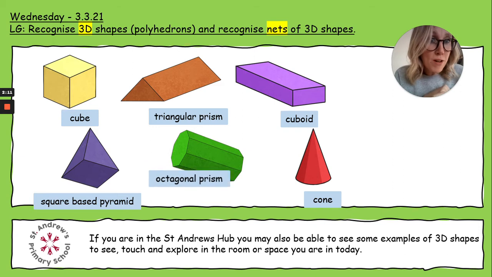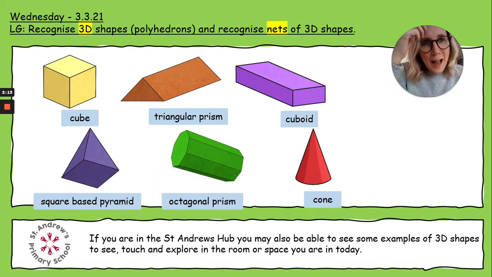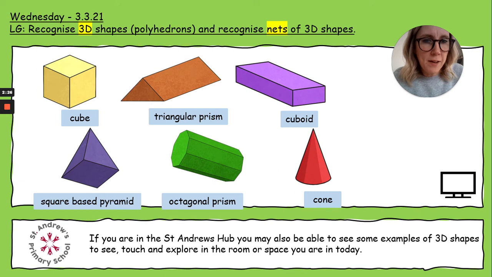Then we've got another prism. This time it's an octagonal prism. So the slices all the way along, like a cucumber, are octagons. So there's 2 octagon faces and the rest are rectangles. And then the cone. Oh, sorry, I've done the cone already.